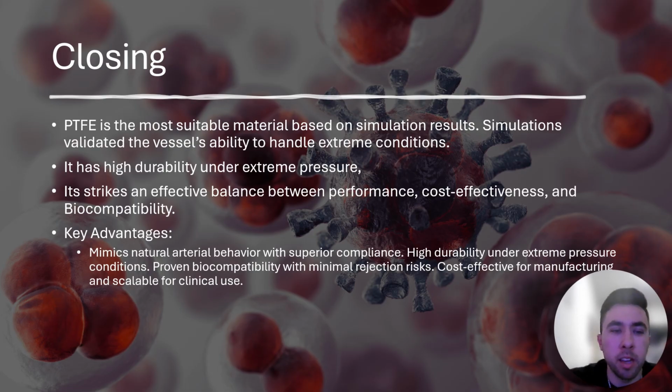For my closing slide, PTFE is the optimal choice for artificial blood vessels due to its superior flexibility and closely mimicking natural arteries to maintain smooth blood flow. It showed promise in all the simulation results, which ensures its structural integrity under extreme conditions, as well as its biocompatibility. Additionally, PTFE is cost-effective, and it has high availability, making it ideal for production. In contrast, nylon and PEEK lack the necessary compliance and durability.